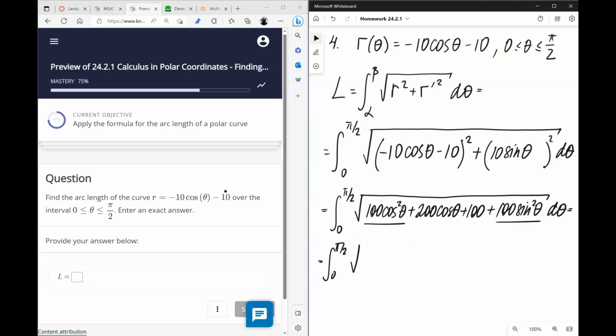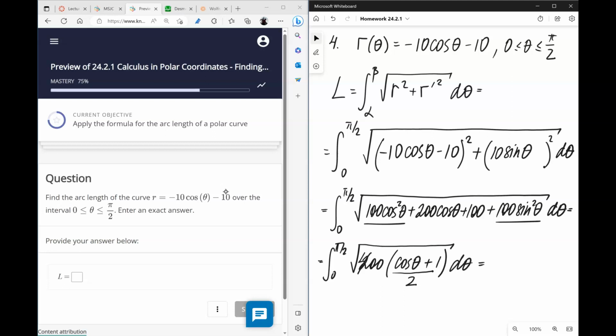And we can take out 200. So let's write it like this. We have 200 times cosine of theta plus 1. And here I see this pattern, so I'm going to divide it by 2 and multiply it by 2. So I'm going to put 400 over here.